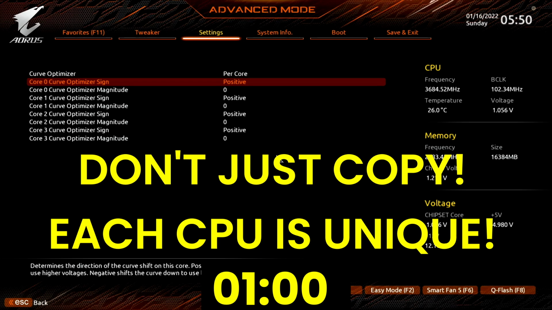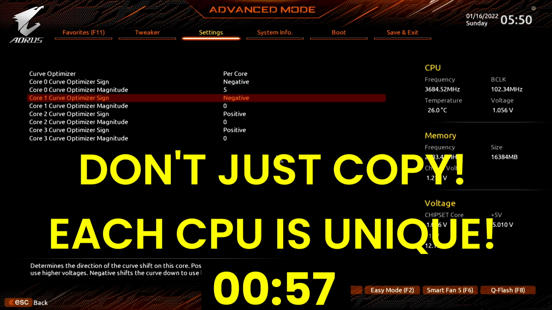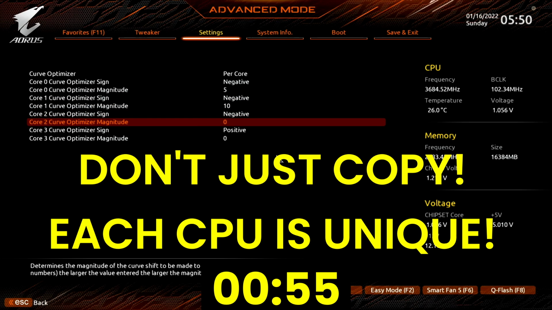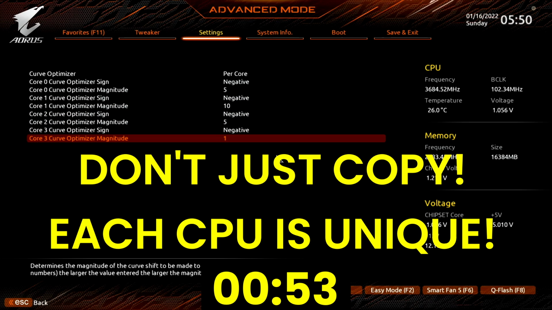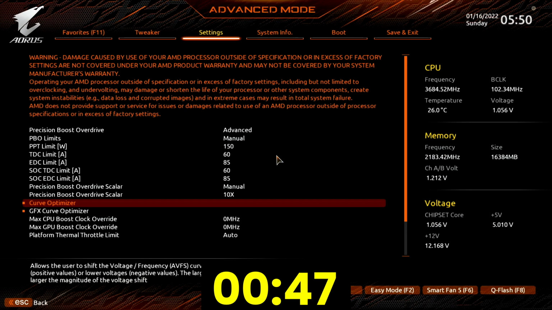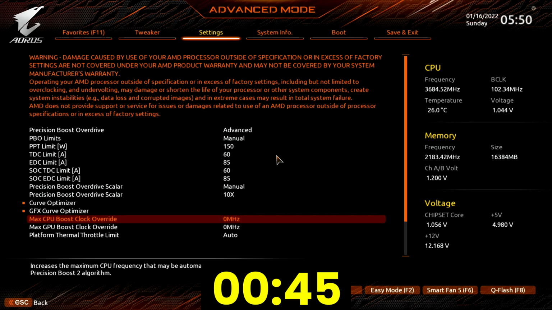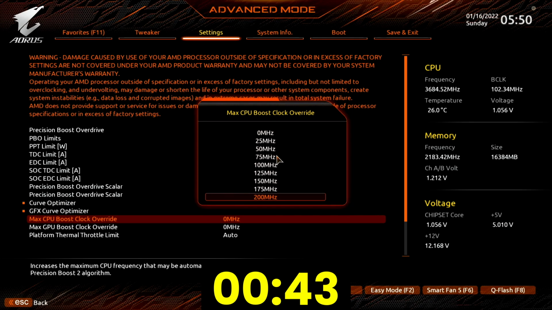Set core 0 to core 4 curve optimizer sign to negative. Set core 0 and core 2 curve optimizer magnitude to 5. Set core 1 and core 4 curve optimizer magnitude to 10. Leave the curve optimizer submenu. Set max CPU boost clock override to 200 MHz.